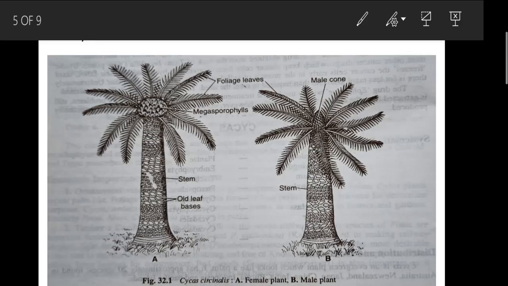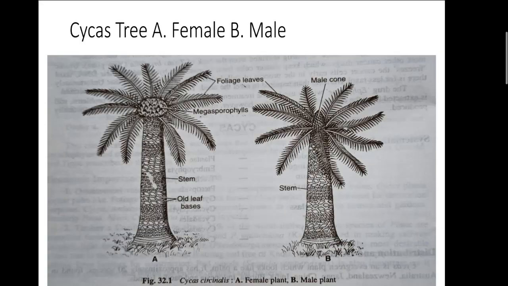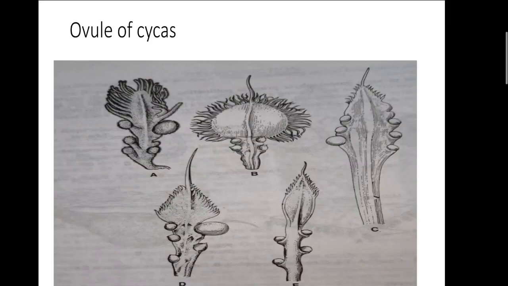It has been observed that branching does not take place in either the male or the female plant, and the old leaf bases remain attached to the stem. It means this base is not completely removed even after the leaf falls. Here you will observe that in the female plant, very large ovules are formed. This is the largest ovule in the plant kingdom.